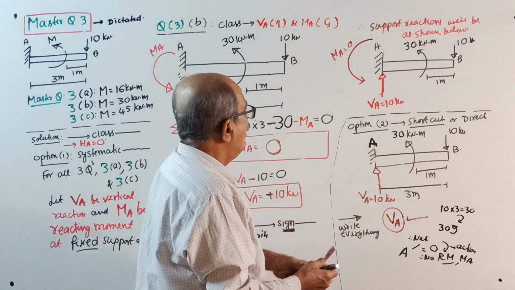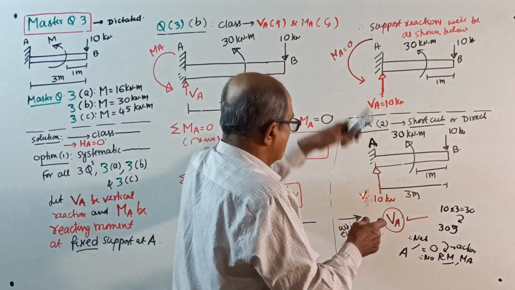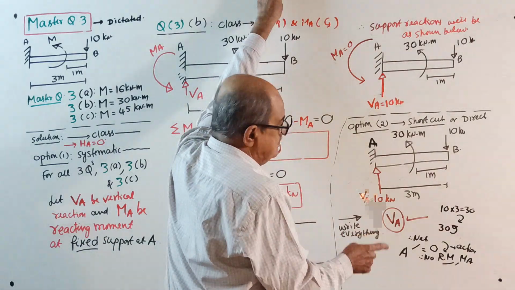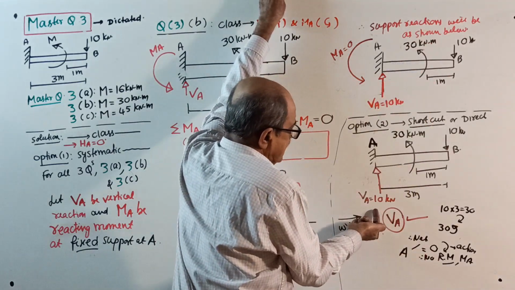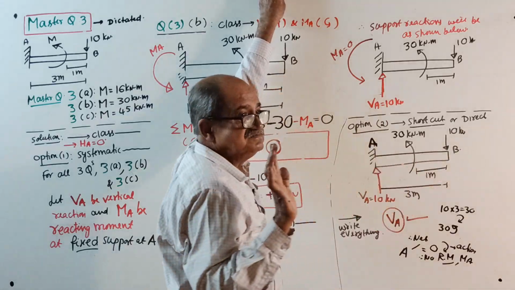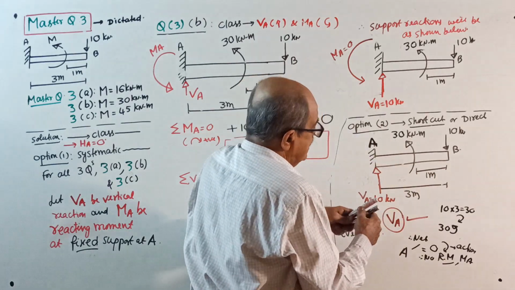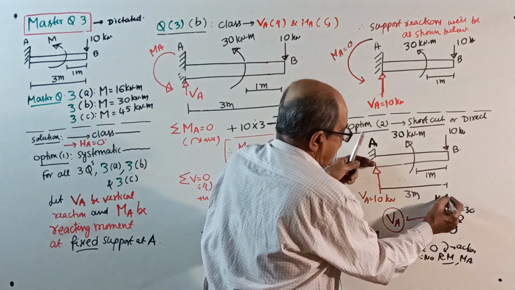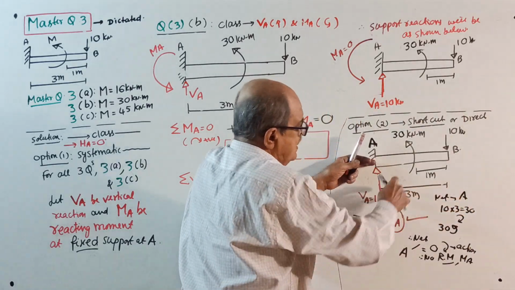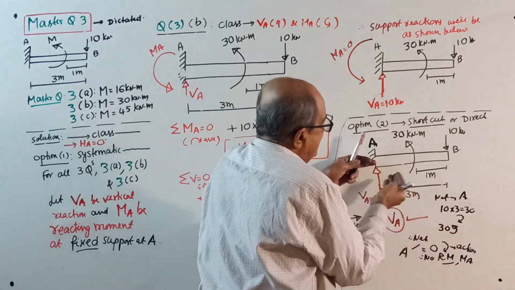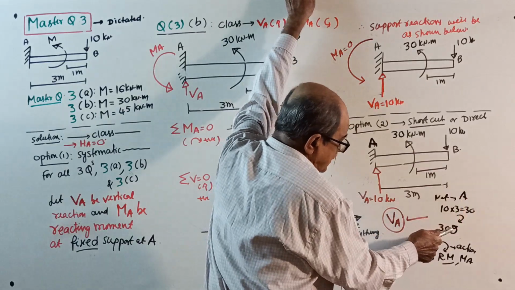Okay, start. Option 2, shortcut or direct. Start once again. Write everything I tell. Load is down, vertical reaction up 10. Okay, this is clear. Regarding moment, net moment about A, fixed end. 10 into 3 is clockwise 30. Anti-clockwise 30. Oh, clockwise 30, anti-clockwise 30.